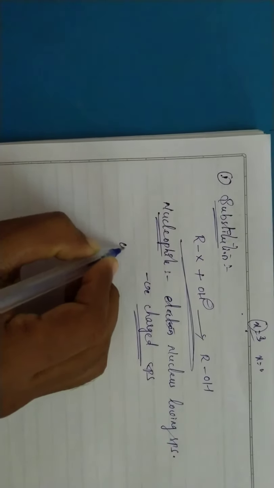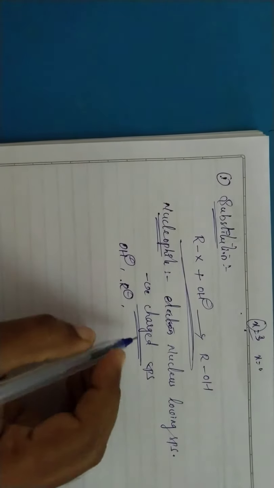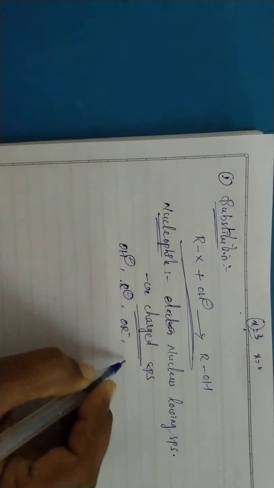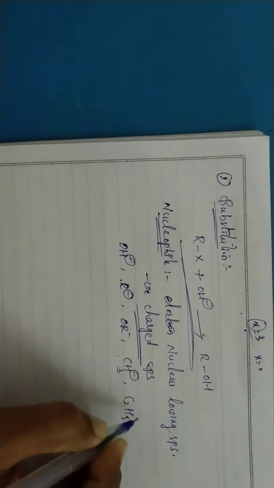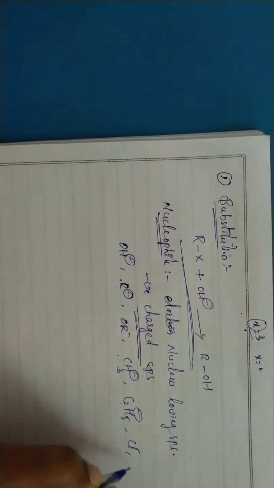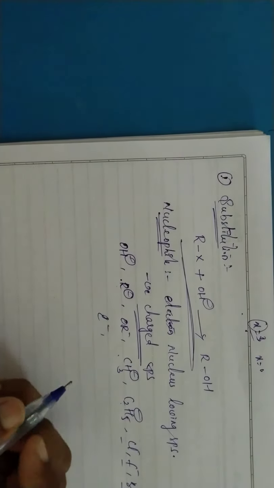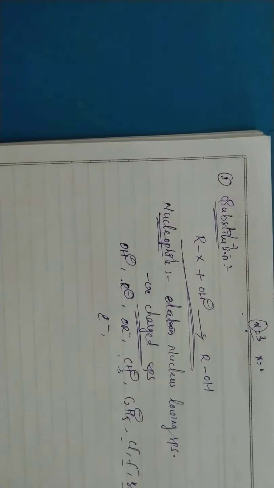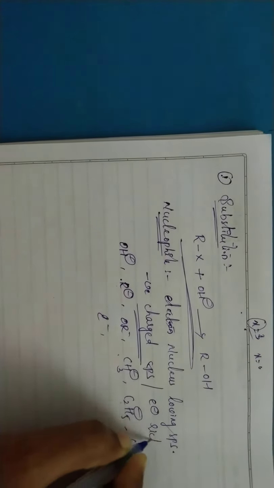Negatively charged species is called a nucleophile. Negative charge means it may be OH minus, hydroxide, or it may be R minus, or OR minus. R minus means we can take methyl, ethyl, or chloride, fluoride, bromide, iodide. These are all negatively charged species called nucleophiles. Whenever you get a negatively charged species, that is called a nucleophile. Nucleophiles can also be defined as electron rich species.